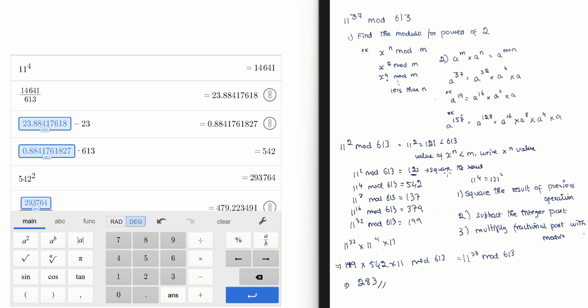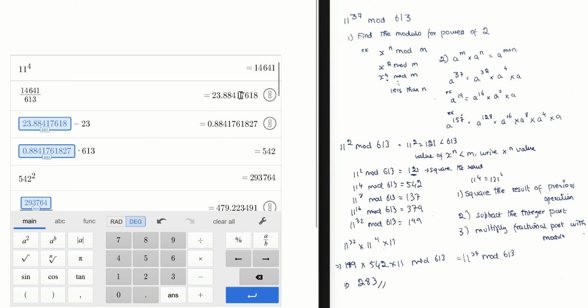Next step, whatever answer we are getting, we are going to square it again. So here, as you can see, I am going to square this 121. 121 square is 11 power 4. Right? So I'm going to square this, and then whatever answer I'm getting here, I am going to divide it by the modulo. So here it's 613, right? So I'm going to divide it, and then I'm getting this answer, 23.88 and something.